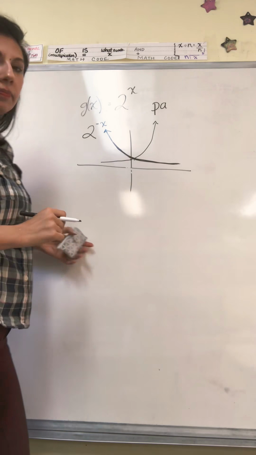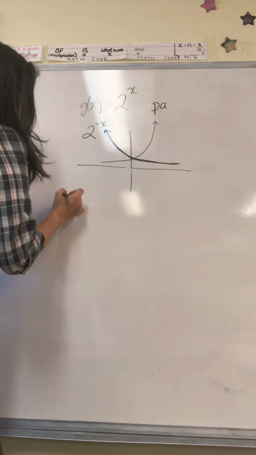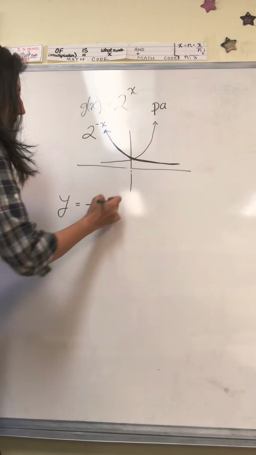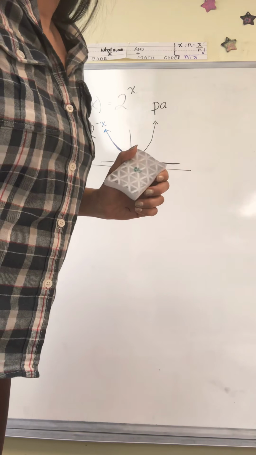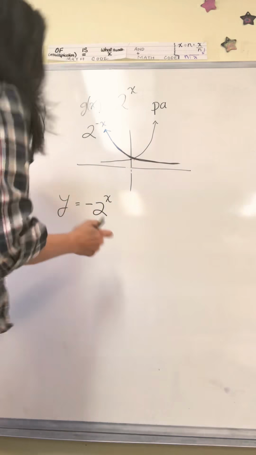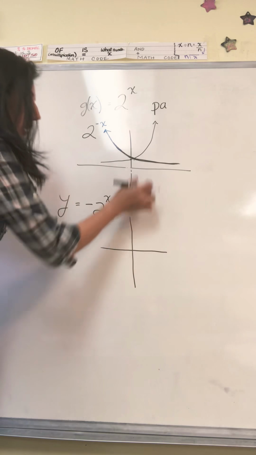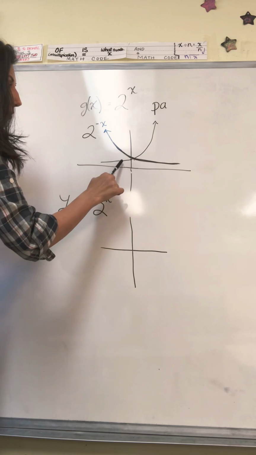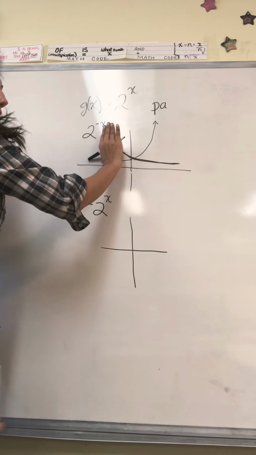Let's do another one. All right, what would happen if our base was negative and our exponent is positive? What would happen? All right, in this case, as you can see, this graph actually shifted on the y-axis, okay? It just flipped on the y-axis.